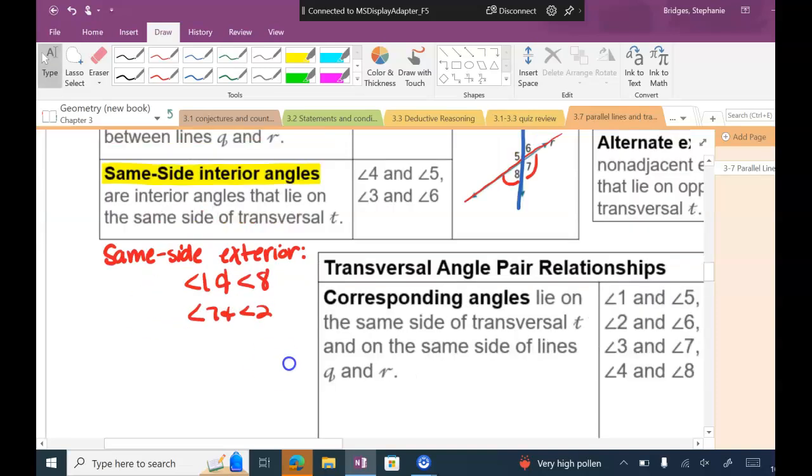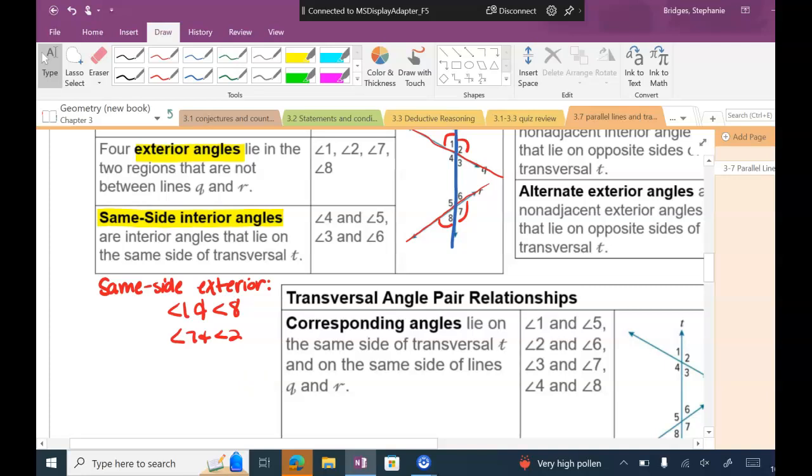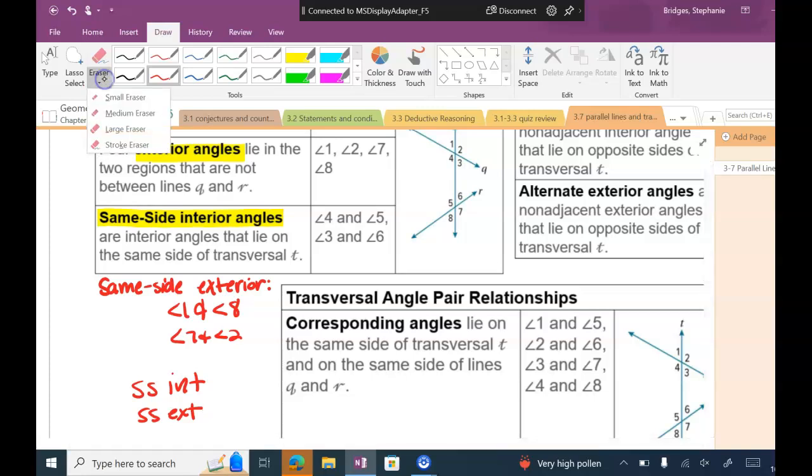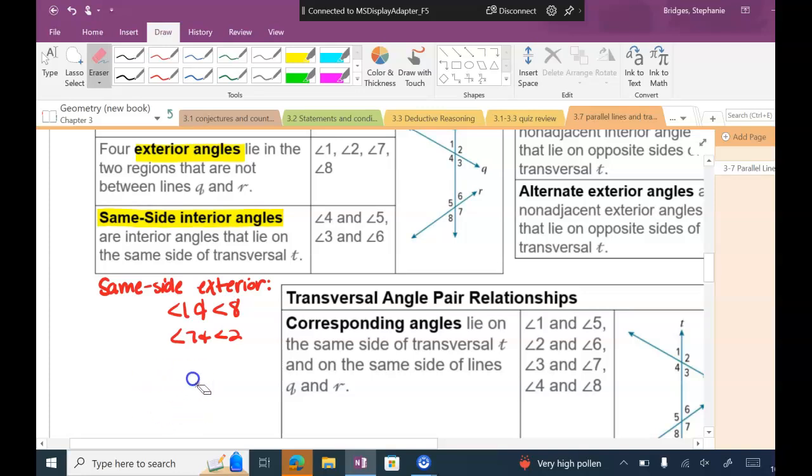Again, this book that we use does not actually talk about those, but they do exist, and so we want to make sure we mention them. Also, when I go to write these, a lot of the times I'm going to abbreviate, and so I just do same side interior or same side exterior. So if you see that, that's what that means. That's my abbreviation for those. Everybody good so far? Sure, okay.